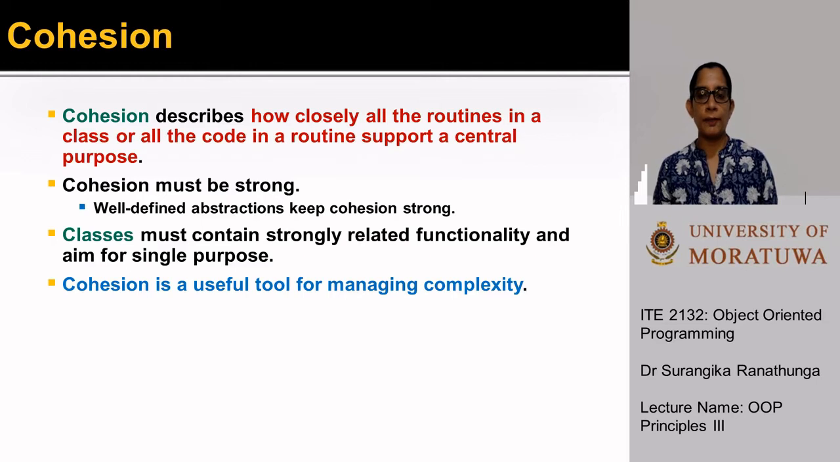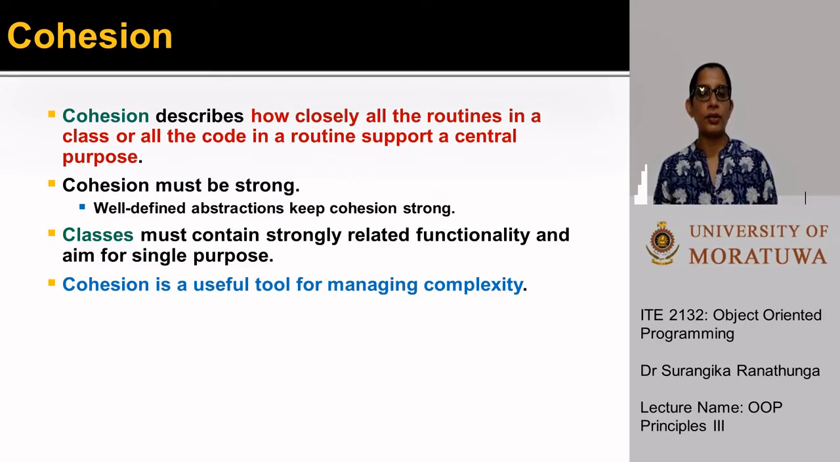So, cohesion. Cohesion means how closely the routines in a class are connected together, or whether they are serving a central purpose. That means every method has a well-defined responsibility. In other words, when we implement classes, you have to make sure they are not doing random things. Every class has a well-defined responsibility, and all your attributes and methods should be in line with the purpose of the class.